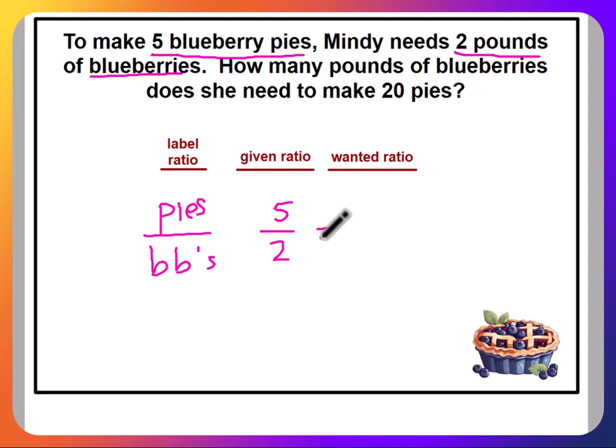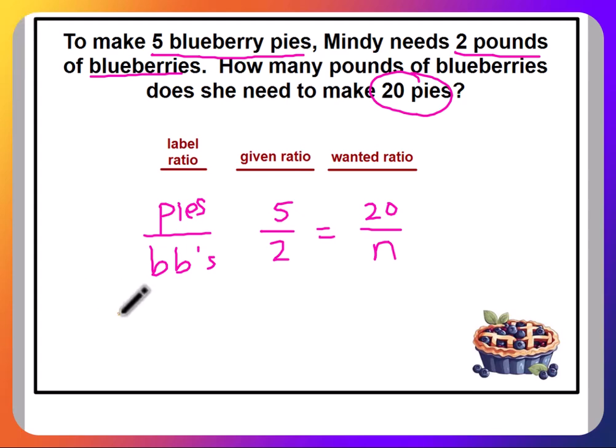Then we are doing a proportion, so write your equal sign and set up for the second rate. How are we changing it? What are they telling us to change? Well, they're saying change it to 20 pies. So the 20 for the pies is going to go up here. What we're missing, what we need to find, is how many pounds of blueberries. So this is going to be our variable n. This is what we're going to solve for.